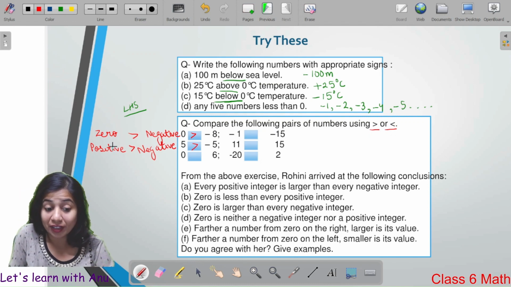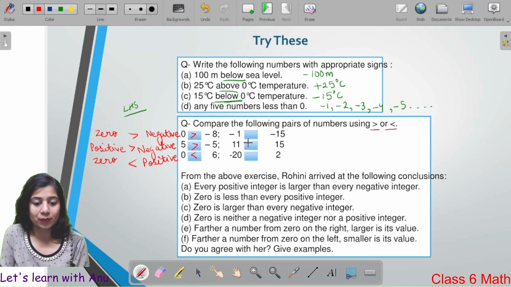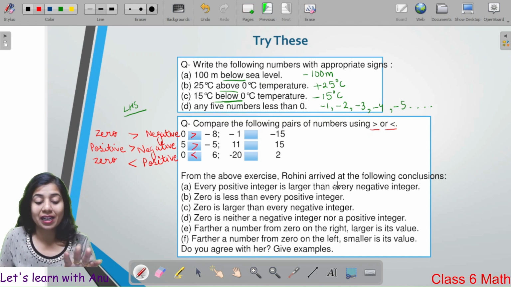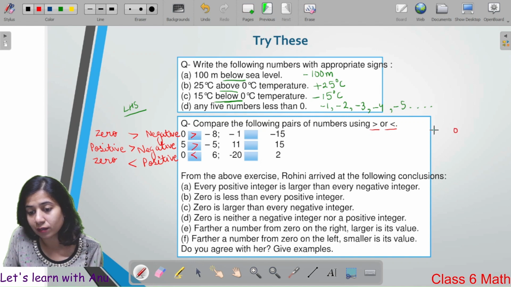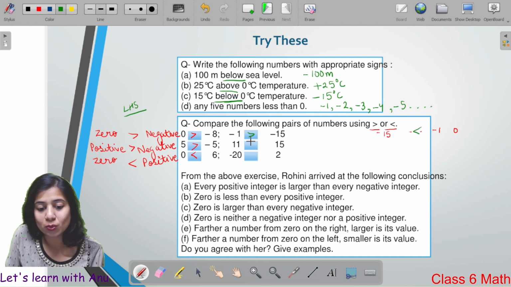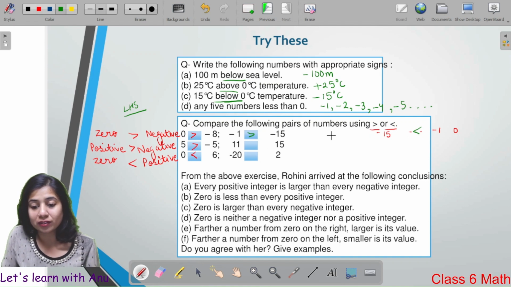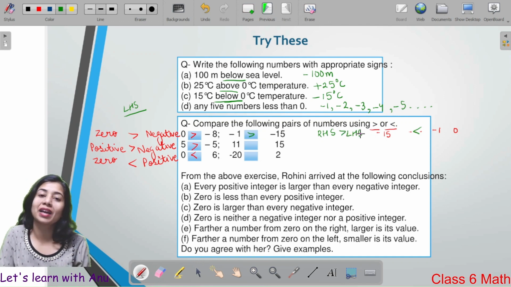Then we have 0 and 6. This is very important, class. Try to understand that if we compare 0 and a positive number, the positive number is always greater than 0. Right, so 6 will be greater. Then if we have to compare two negative numbers like -1 and -15, you can visualize the number line or draw it on paper. If from 0 I start, it will be -1, and so on, and it will be -15. Which one is on the right hand side? -1. So -1 is greater, right? The rule that I have applied here is that a number lying on the right hand side will always be greater than a number lying on the left hand side.